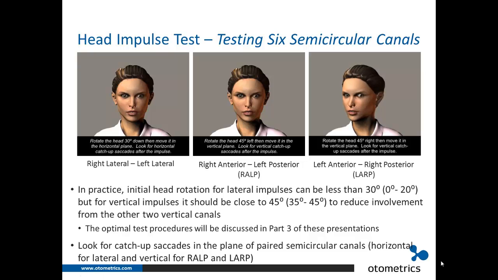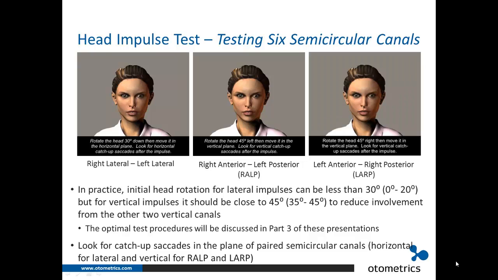For the left anterior and right posterior canal pairs, or LARP, the head is rotated 45 degrees to the right in the horizontal plane, and the head impulses are again delivered in the vertical plane. Again, downward head impulses are primarily a test of the anterior canal, in this case left, and upward head impulses are primarily a test of the posterior canal, in this case right.